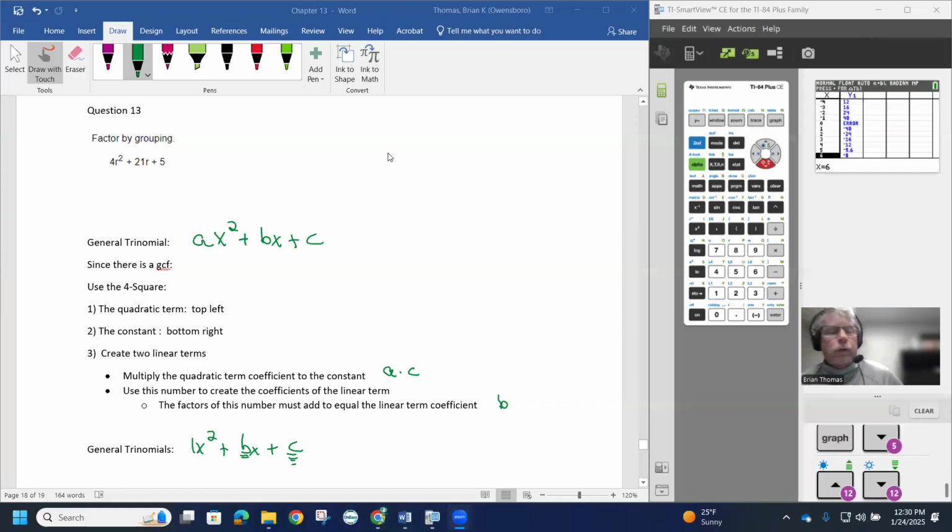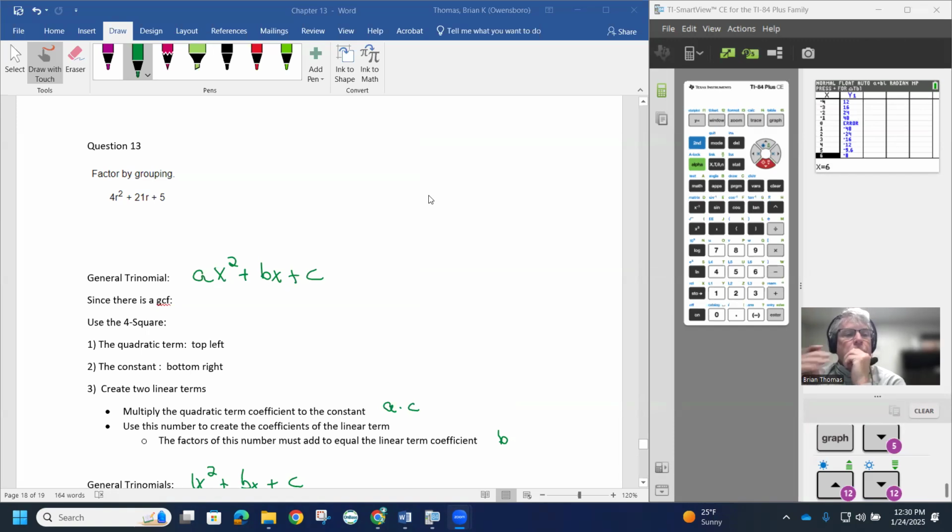So as we move into the next example, I think this is question 13. This says factor by grouping. For me, what makes this hard is there's not a GCF in these three terms. So since I don't have a common factor, the coefficient of the quadratic term, this 4, stays in the problem.